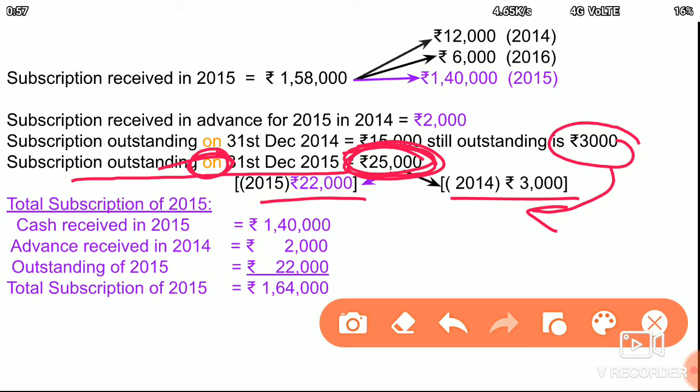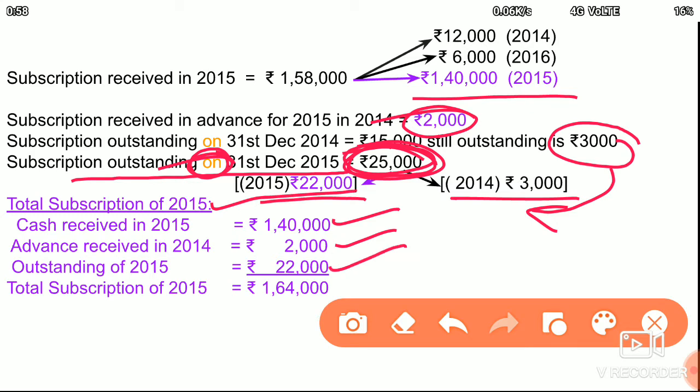So when we have to show this in our income and expenditure account of 2015, the total subscription of 2015 will be shown in this way. We will show the current year's cash which was received from the receipts and payments account of the current year, 1,40,000. Then we will show the advance which was received in the previous year for the current year. We will be adding that because it is not present in the information in the current year, but it belongs to the current year. Then we will add the actual outstanding of the current year, that is of 2015, 22,000. So after adding it, we get 1,64,000, which is the total subscription of the year 2015.